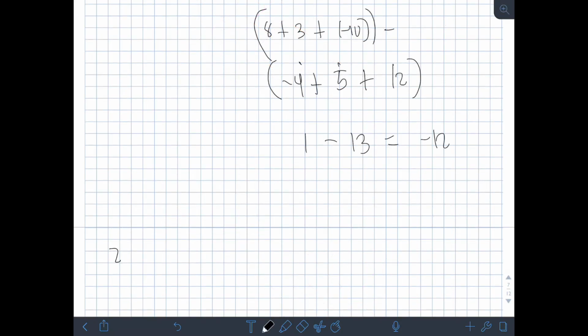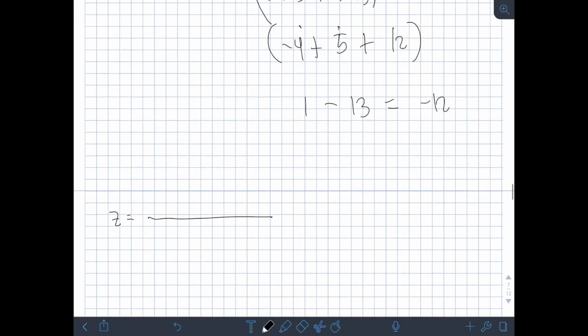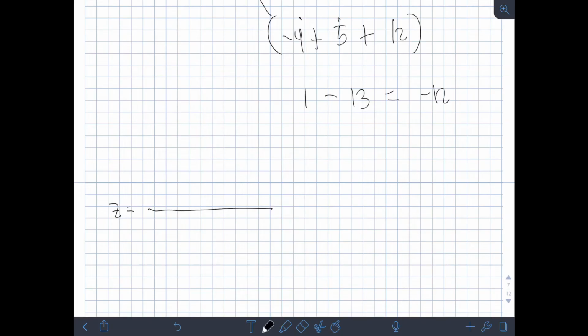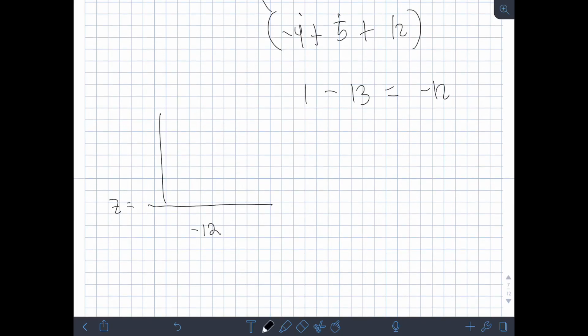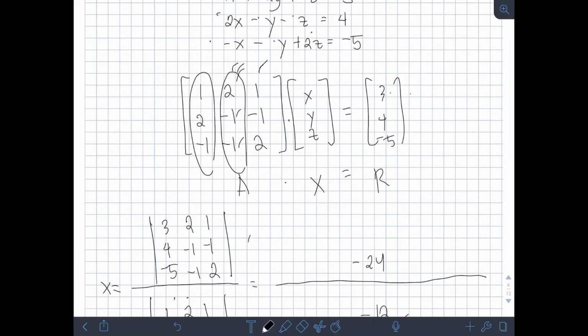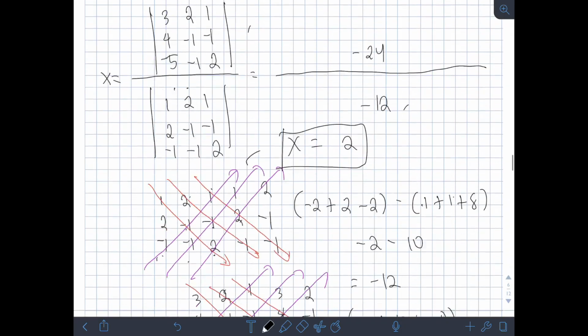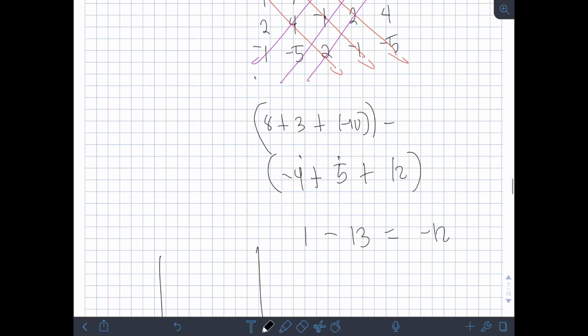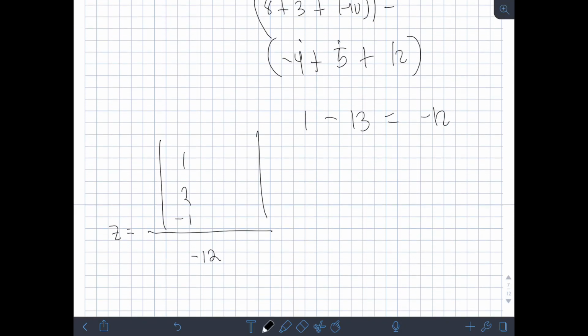And then lastly for z we have the denominator, same pa rin yung determinant na nakuha natin na negative 12. Then sa numerator, this time papalitan naman natin yung column 3 ng constant. So, copy pa rin natin tong first two columns. So, we have 1, 2, negative 1.